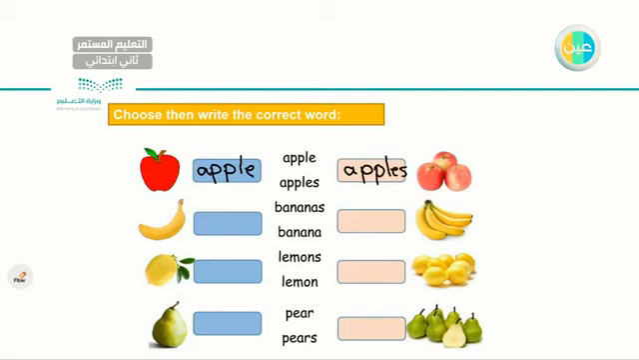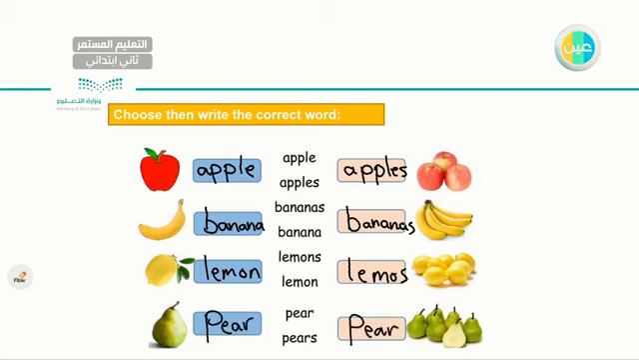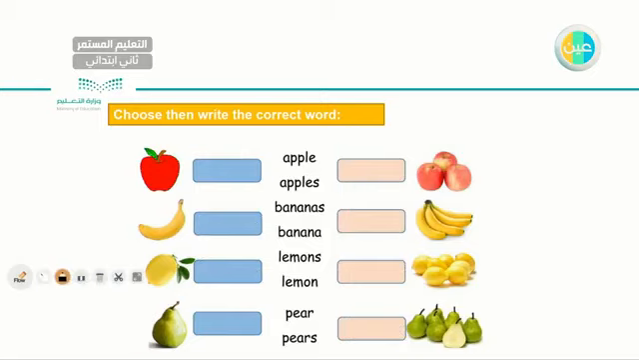Next, I have banana and bananas. What do you think? Very good. Banana is singular, so I will write it over here. And bananas are plural. Excellent. Next one I have lemons and lemon, singular and plural. Here I have just one lemon. And here I have lemons. Very good. The next one I have pear and pears, singular and plural. This is pear. And these are pears. Very good. So this is the difference between singular and plural. Let's go to the next one.